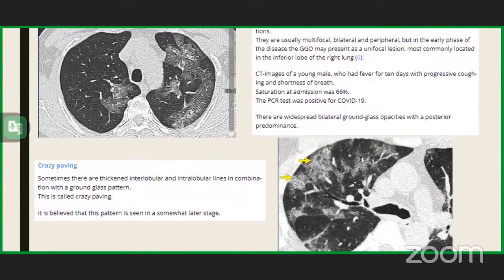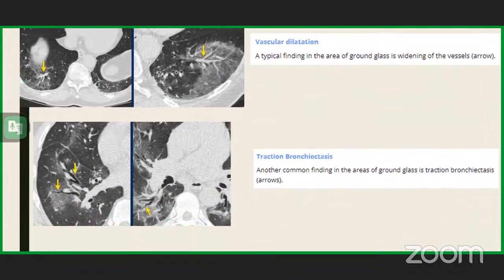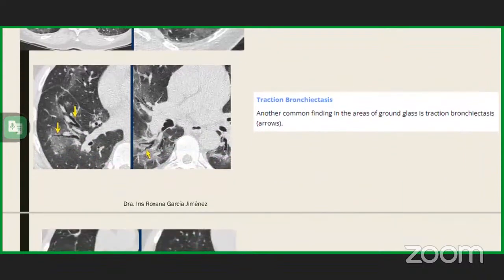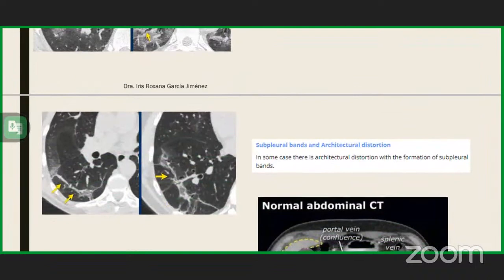Don't forget the ground glass, crazy paving, the vascular dilatation. It's again pointed out with a cross there. We have the traction bronchiectasis, okay? You can check this. We have the subpleural bands and architectural distortion, how the lung structures are changing from this.